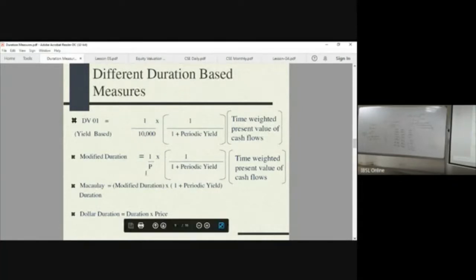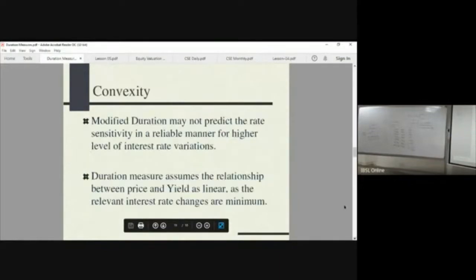Now I will come to this slide later because there are several other duration related measures here, a thing called DV01, dollar duration and all that. Anyway, we will come to that later. And there's another concept. Now, before going into that concept, I will tell you something.